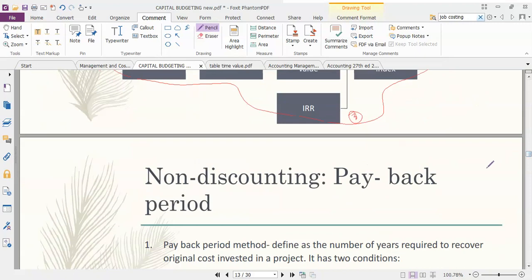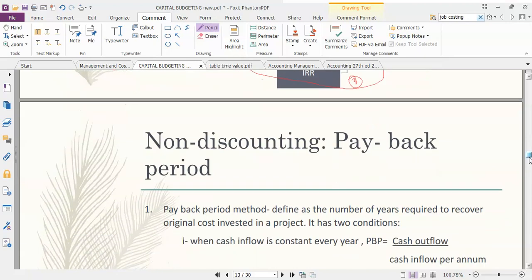So let's look one by one. Okay, how to calculate. The first one is how to calculate the payback period for the project. Okay, so payback period means the method to define the number of years required to recover original costs invested in a project.